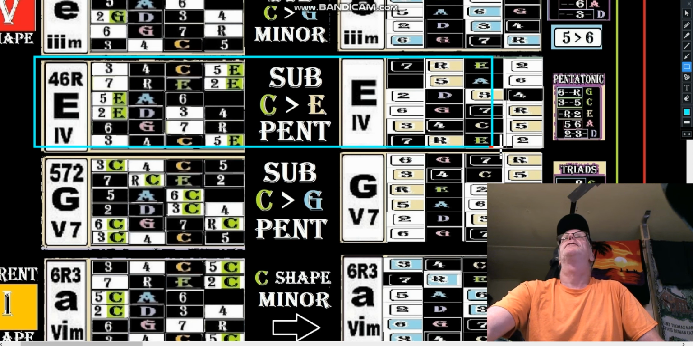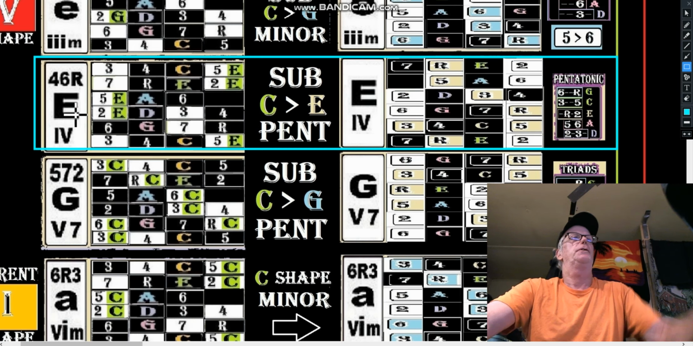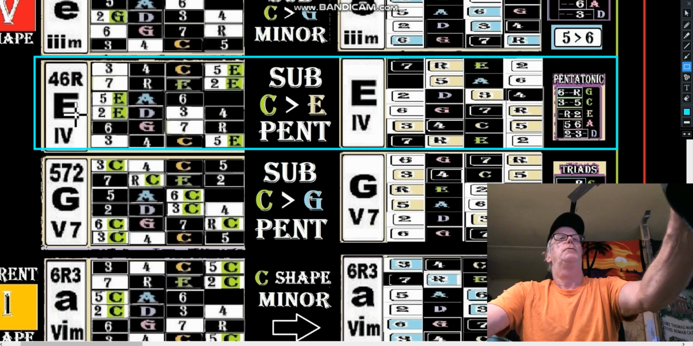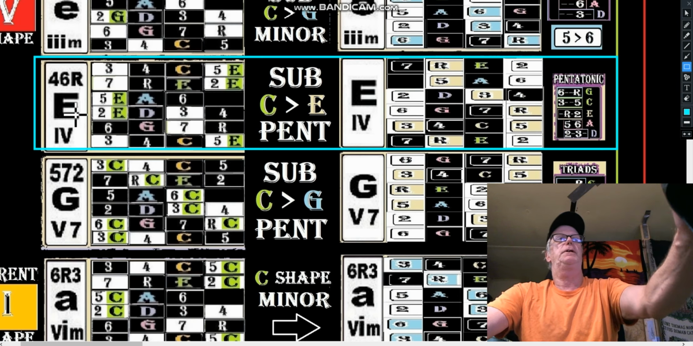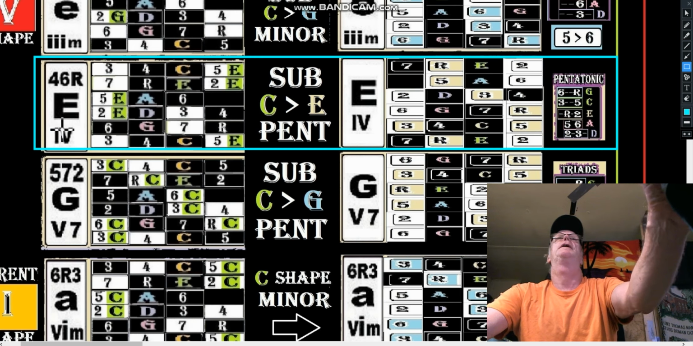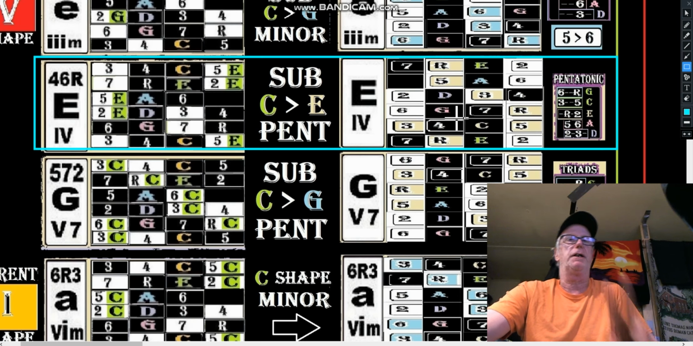Here it is. Here's the substitution. Here's the E-shaped fourth. Okay, where see the little E's right here? Now you don't see any G's there because this is just the fourth. So this is right here, this fourth right here. Okay, it's going to be the Lydian fourth. If you played it scalular from the 4. C shape is going to go to E shape, but only E pentatonic, not E diatonic.